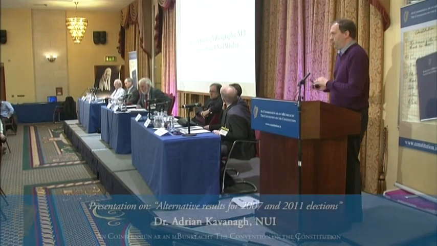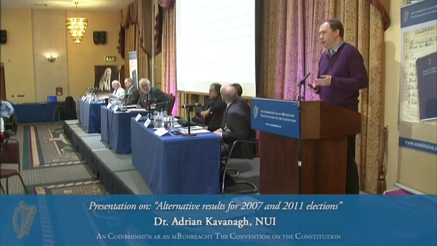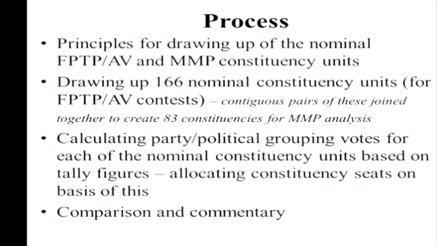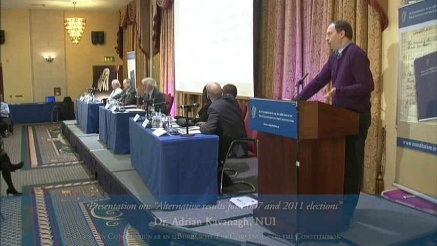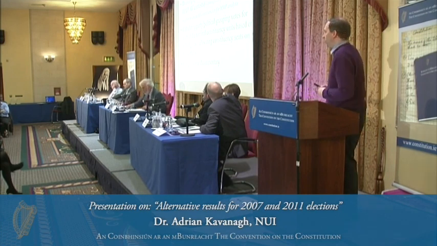All of this is based on basically recreating the last two elections, but on the basis of running them under different types of electoral rules. So the basic process was, first of all, to run the election under first-past-the-post electoral rules and AV, alternative voting rules, and also the list, or MMP, mixed member proportional rules.